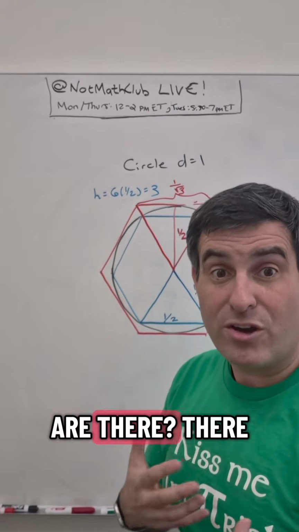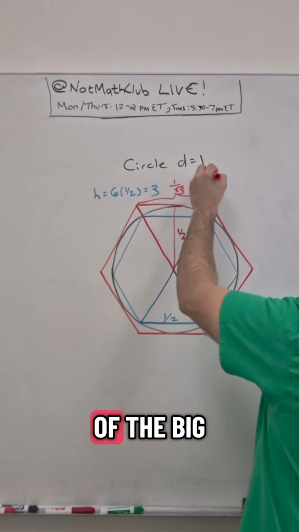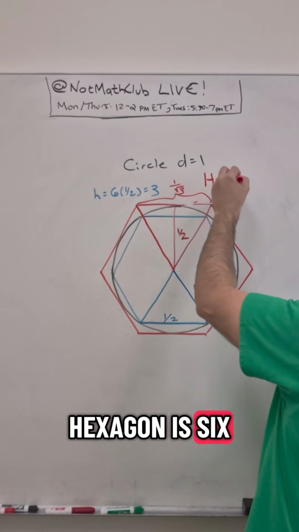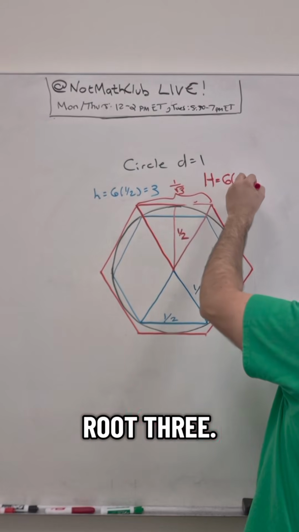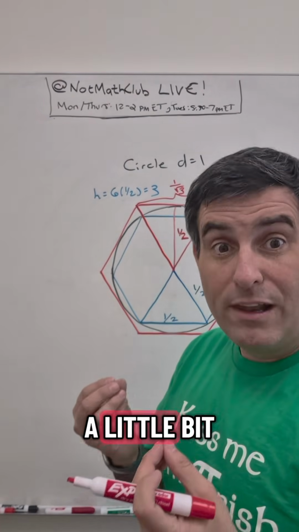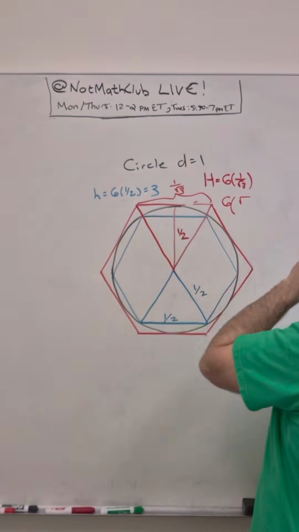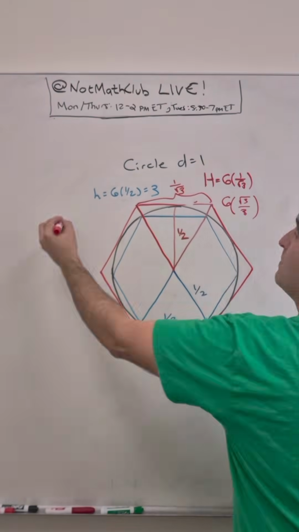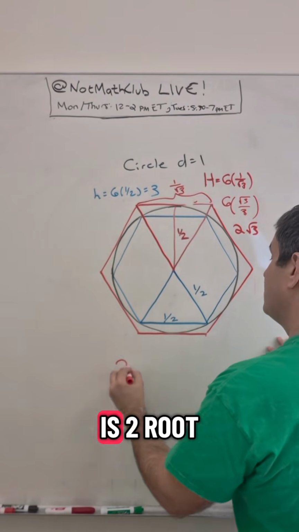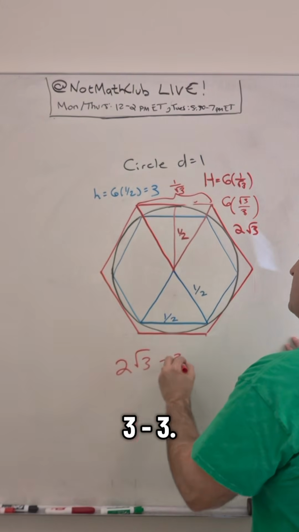Again, how many sides are there? There's 6. So the perimeter of the big hexagon is 6 times 1/√3. If you do a little bit of algebra, the answer is 2√3 minus 3.